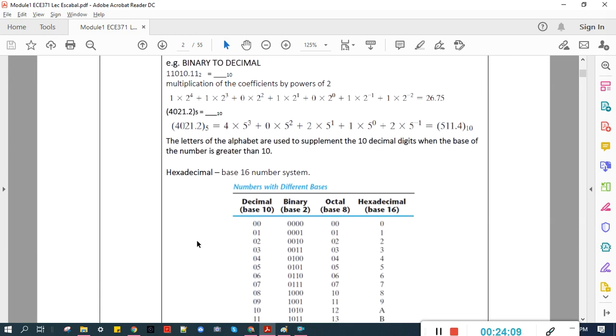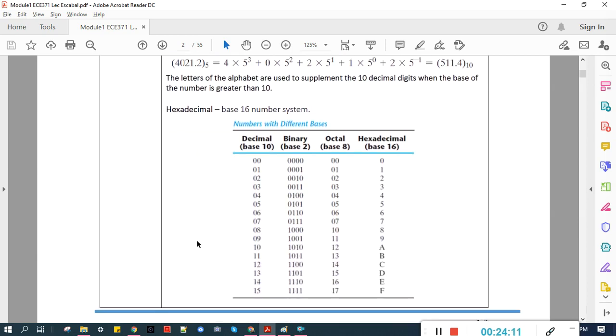Let's take a look at this table. These are the most common number systems: decimal, base 10, then binary base 2, octal base 8, then hexadecimal, which is base 16. Let's start with the hexadecimal. Base 16, well, we need 16 digits.